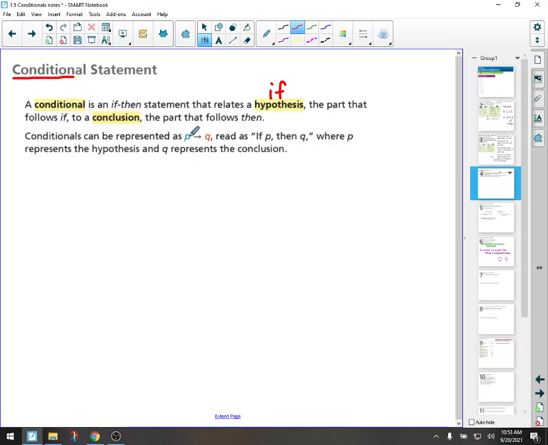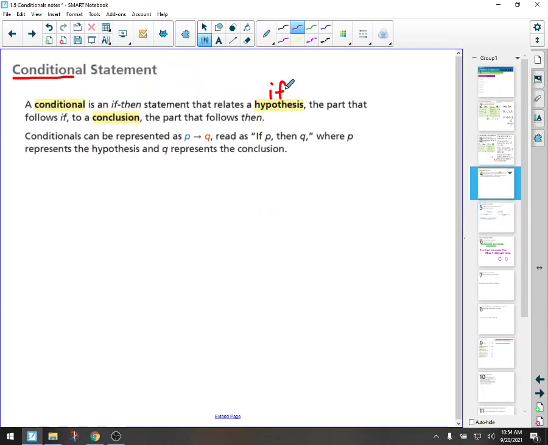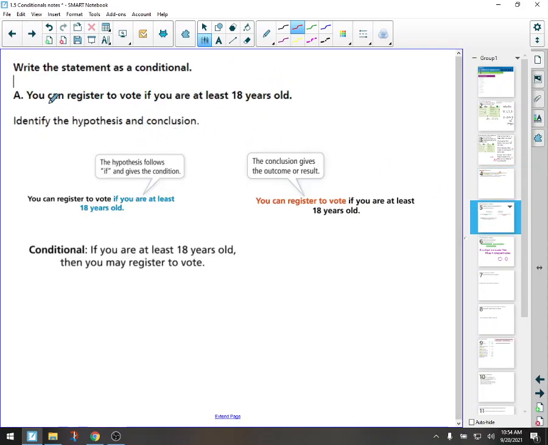So they can also be represented as P arrow Q, and we read that as if P, then Q. That little arrow takes the if and the then and puts them together. So P represents the hypothesis and Q is the conclusion. So if we look at this situation, write the statement as a conditional. You can register to vote if you are at least 18 years old. So what we're gonna do is look for the if, the hypothesis, and the conclusion, the then. So if you're at least 18 years old, we would call that the if or the hypothesis. I almost said hypotenuse.